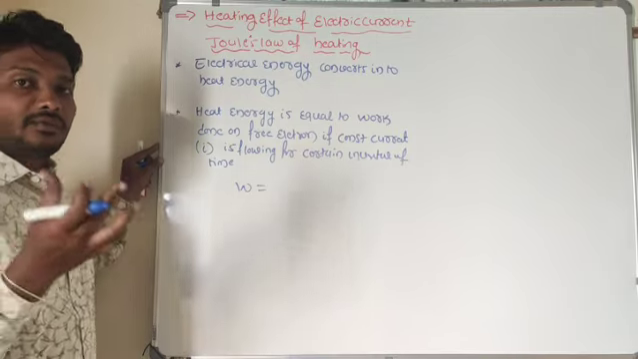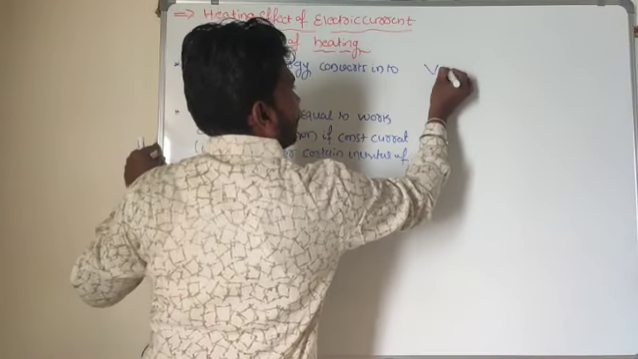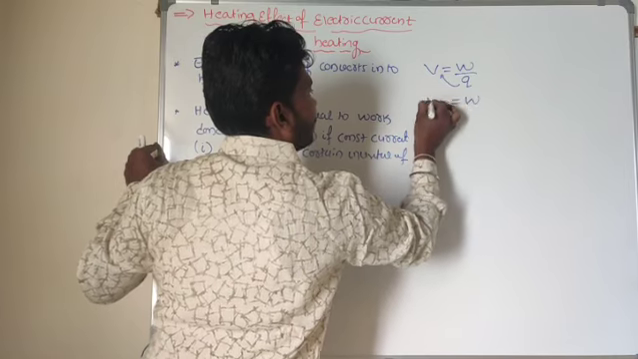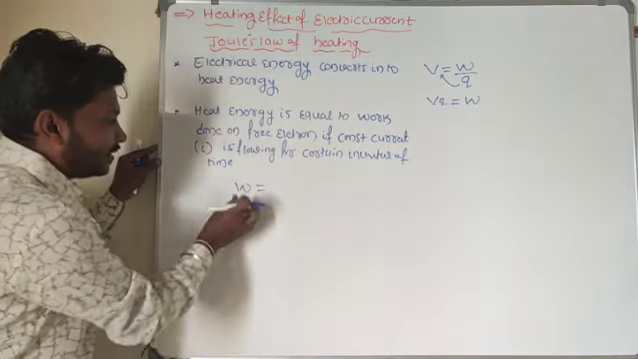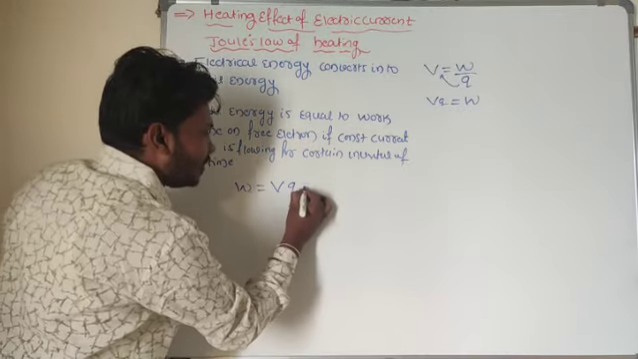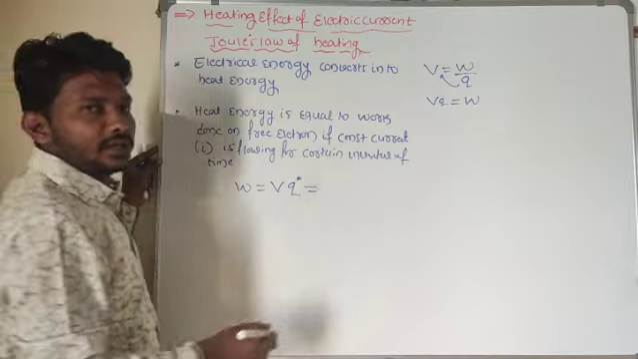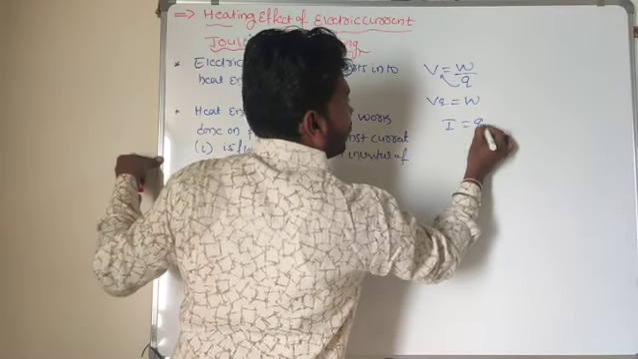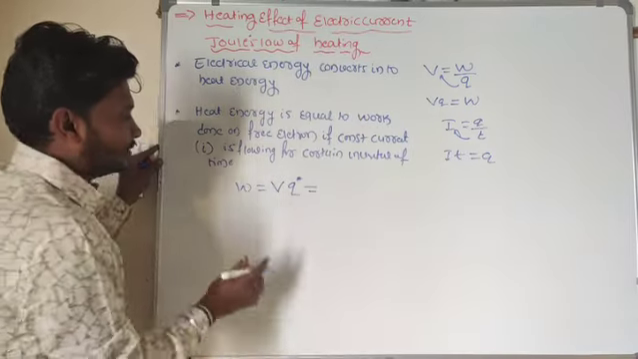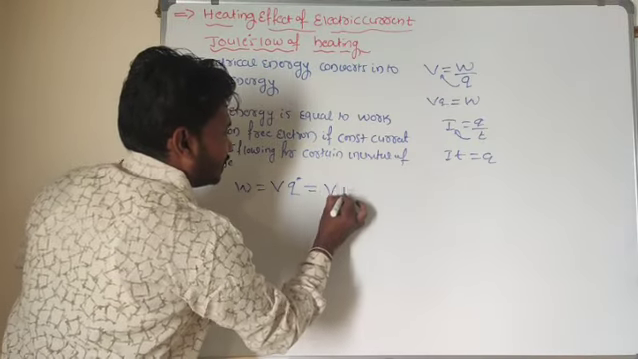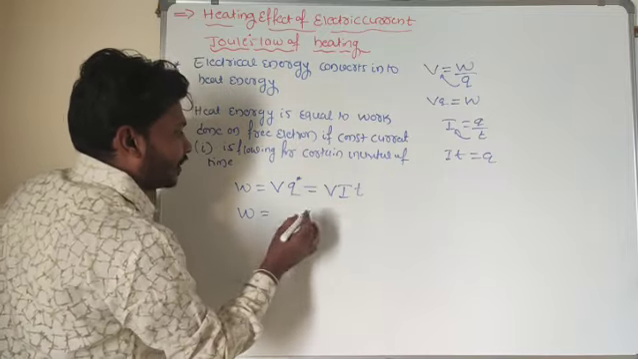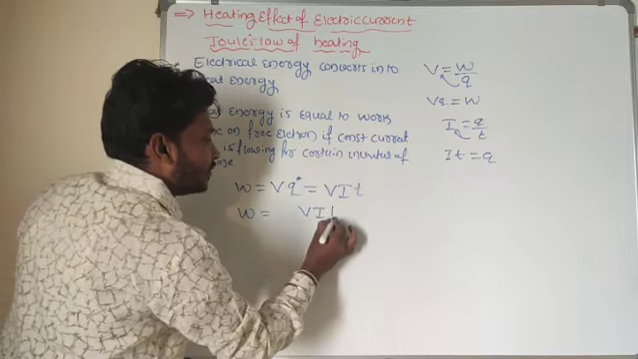So look here, from electrostatic potential, V is equal to W by Q. So W is equal to V into Q. Where Q is equal to I into T, since I is equal to Q by T. So this I can write as V into I into T. So the work done is equal to V into I into T.